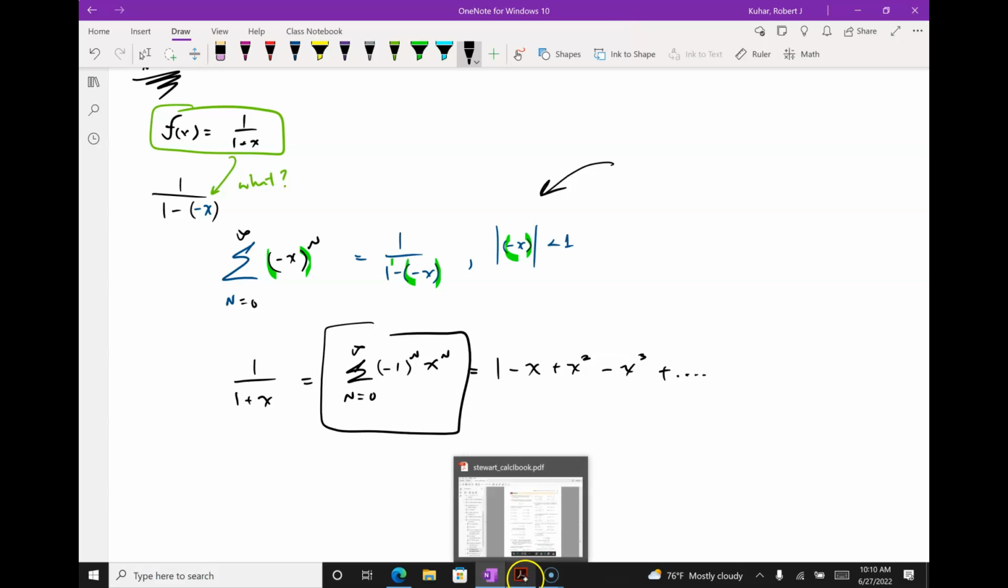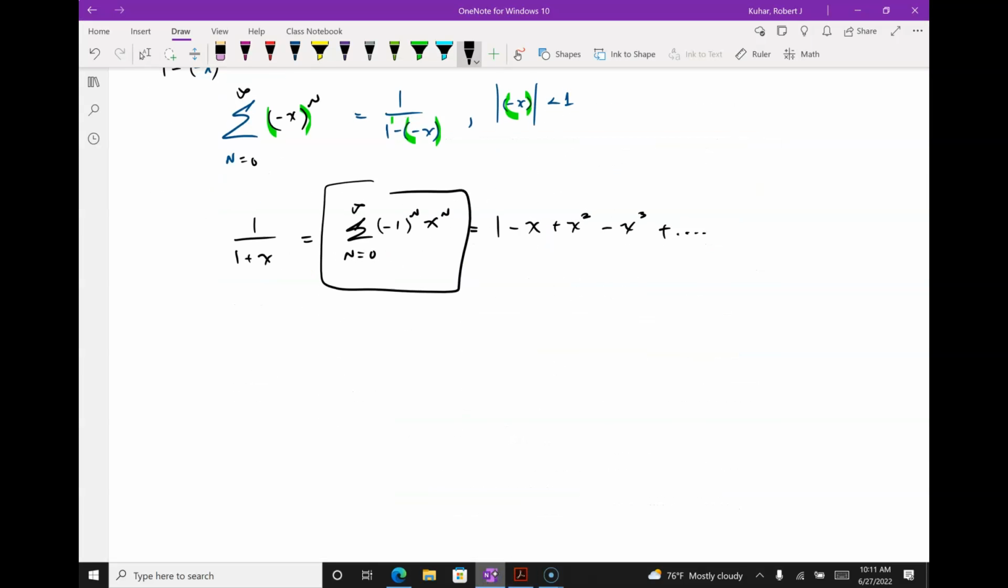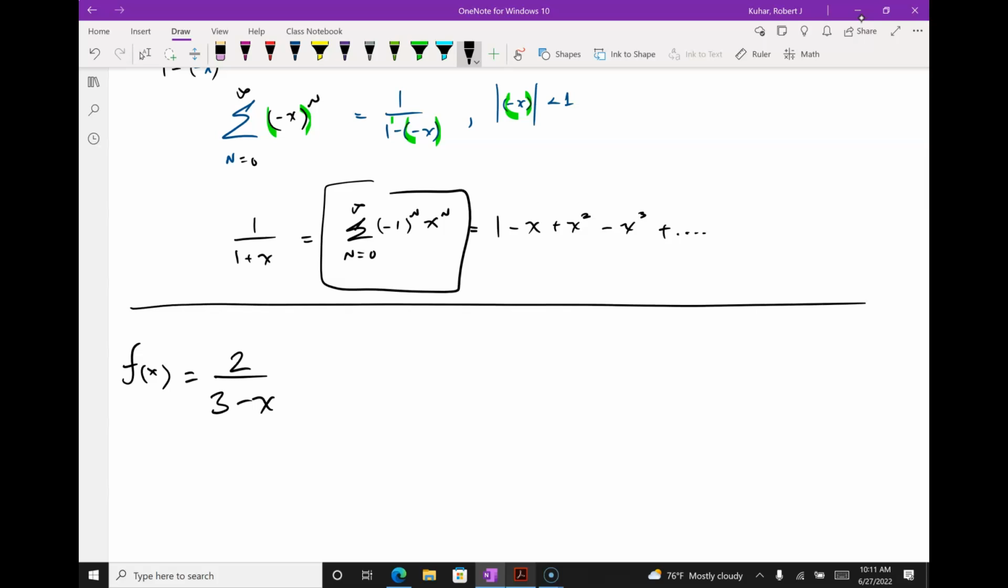Let's do another one. Number 5 is good. 2 over 3 minus x. So there's my function. I want to come up with a power series representation. Does it kind of look like the 1 over 1 minus x? Definitely does, right? And remember, I'm going to figure out what I had to put here, and what I have to put here, and then what I have to put here.